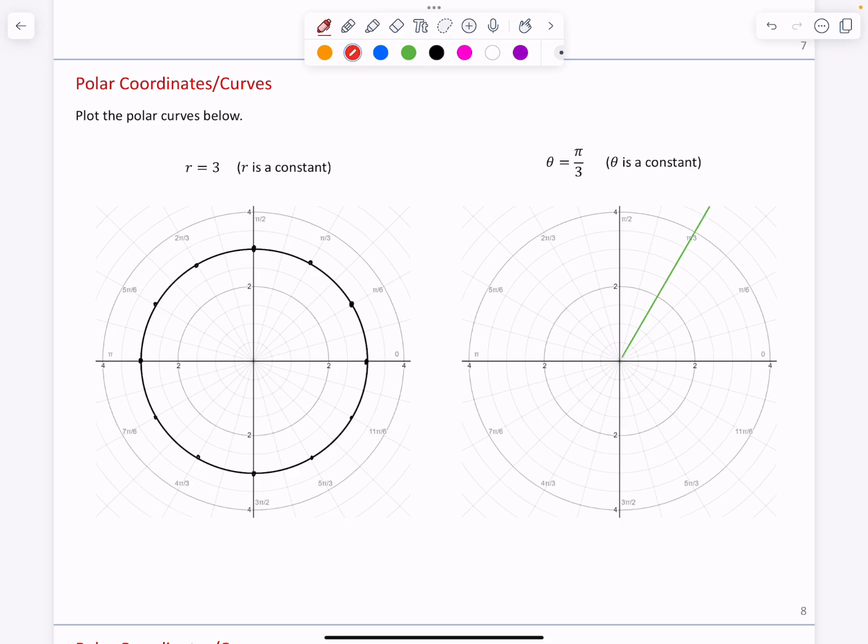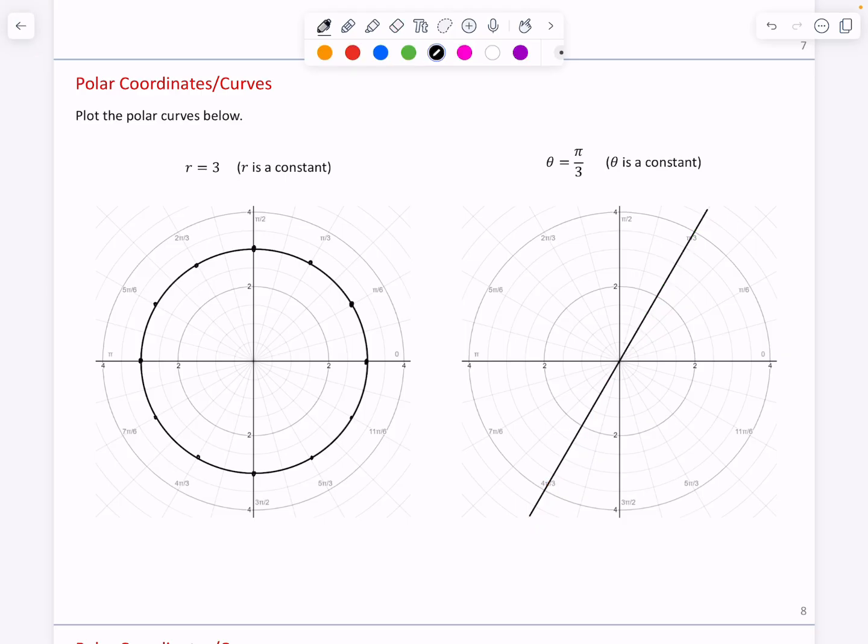So here's the trajectory pi thirds, and here's the opposite direction. As long as theta is pi thirds, it doesn't matter what r is. So r could be 0, giving us a point at the origin. R could be a half. R could be 1, 1.5, 2, 2.5, 3, 3.1, etc. Or r could be negative, negative a half, negative 1, negative 1.5, negative 2, etc. So this will produce all points basically just along this line.